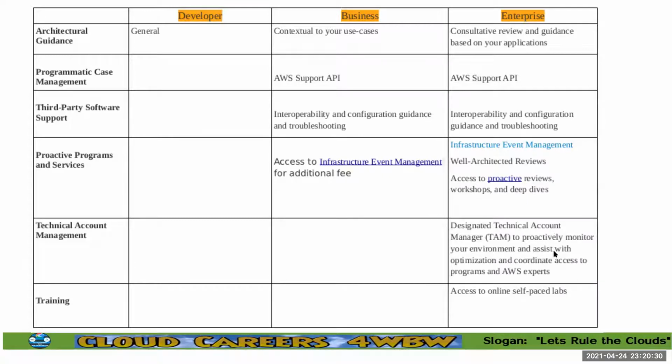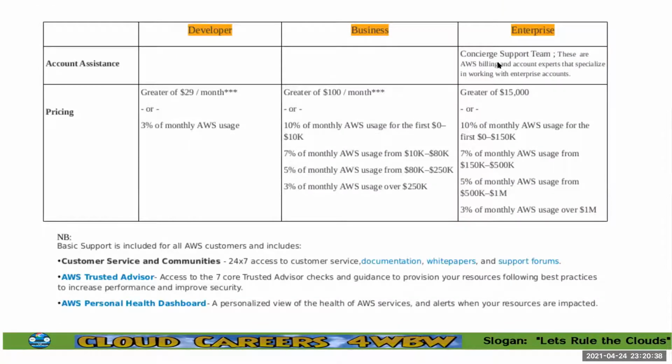TAM, that's the technical account manager, belongs only to the enterprise. Access to online self-paced labs is enterprise, just like the concierge support team, and know what this team is really doing. They are specialized AWS billing and account experts that specialize in working with enterprise accounts. So don't just know that concierge support is only for enterprise, but also know what they do. That's basically all. For the basic support, you have 24/7 access to documentation, white papers, and support forums.